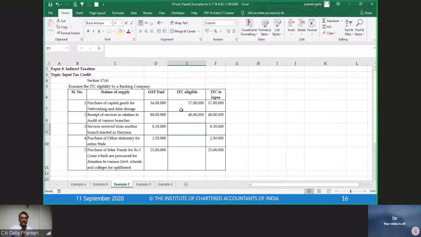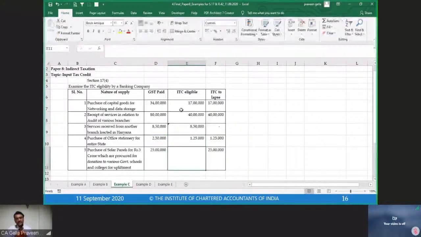Services received from another branch located in Haryana. Now, as I said, having the same PAN, from Haryana to Tamil Nadu, I have received the service, I can enjoy 100% as ITC. So in this question, lapse is 0. Purchase of office stationery for the entire state. Again, used for my business purpose, I'll say 50% is available.